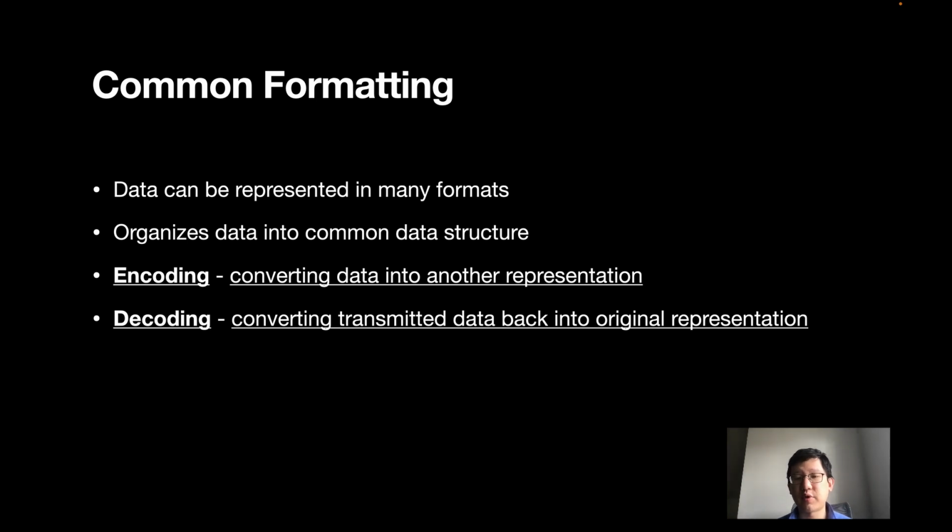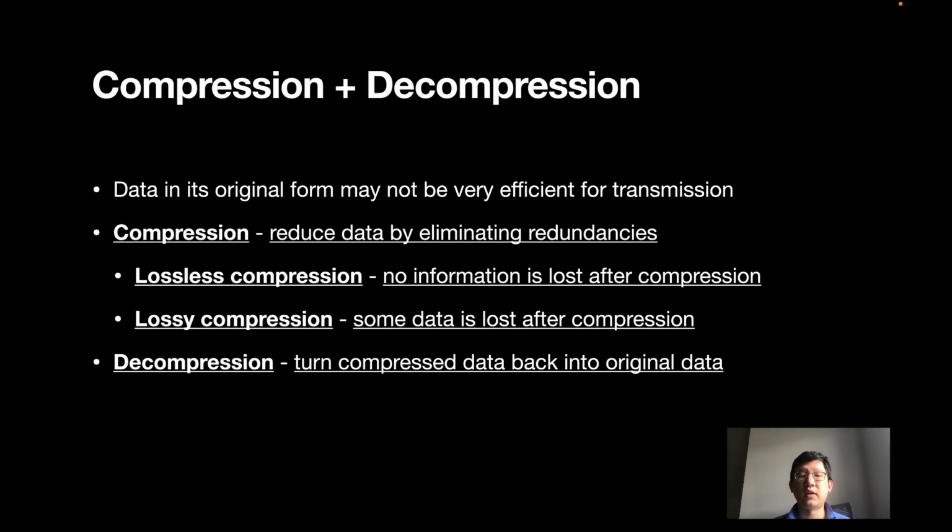Data in its original form may not be very efficient for transmission, and that's why we use compression and decompression. At the sender side, we would use compression, where it reduces data by eliminating redundancies in the data. And there are two types of compression. One is called lossless compression, where no information is lost after compression. And second is lossy compression, where some data is lost after compression, but some form of the original is still retained. For decompression, it turns the compressed data back into the original data.